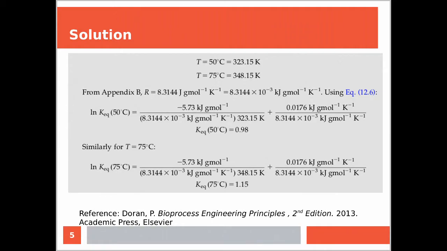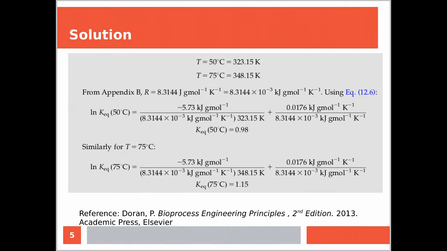And R here is the gas constant. Since we are using joules or kilojoules, we use 8.3144 joules per gram mole per Kelvin. Since the enthalpies and entropies are usually in kilojoules, we just convert the units to kilojoules. So 8.3144 times 10 to the negative 3 kilojoules per gram mole per Kelvin. So we just plug in everything to the equation.